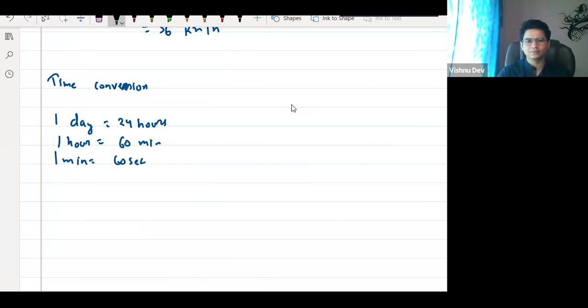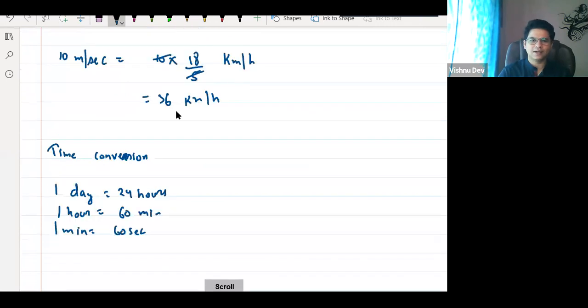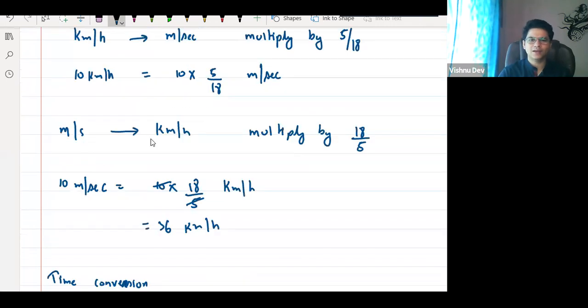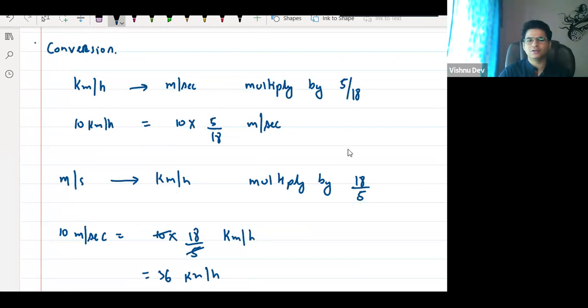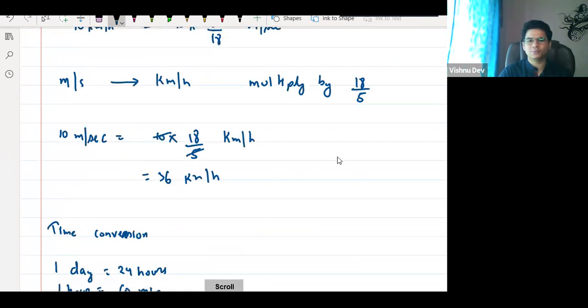Aditya, think about it. If you convert kilometer per hour to meter per second, you are multiplying by 5 by 18. So if you're doing the opposite, converting meter per second into kilometer per hour, think about it. Meter per second into kilometer per hour. So 1 kilometer is equal to what? So it will be what? 5 by 18, kilometer per hour.